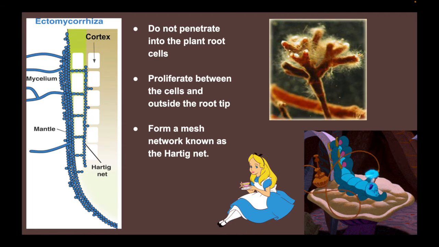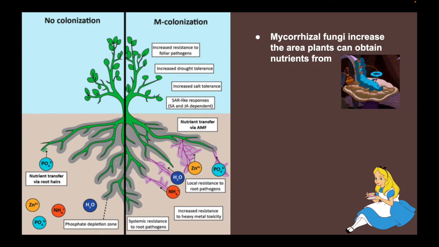Ectomycorrhizal fungi have a similar symbiotic relationship with the surrounding plants. However, ectomycorrhizae do not penetrate into the plant root cells. Instead, they proliferate between the cells and outside the root tip, forming a mesh network known as the Hartig net. These mycelial networks act as an extension of the host plant's root system, reaching further out into the soil system than the plant roots can extend on their own. This increases the surface area from which the plant can obtain nutrients.